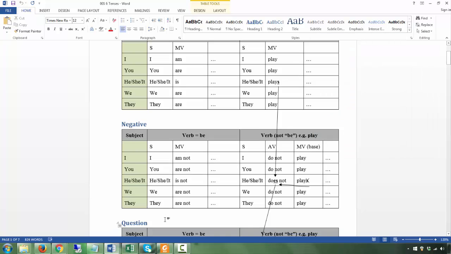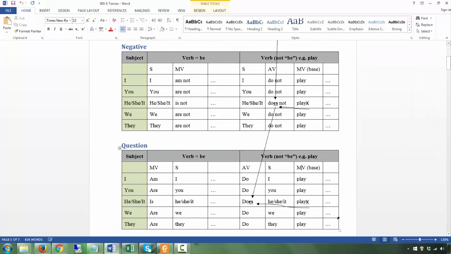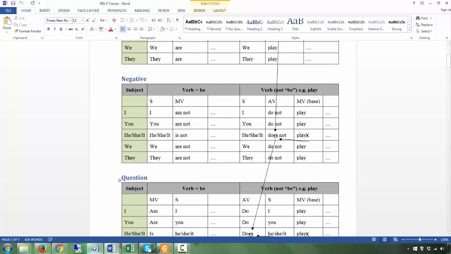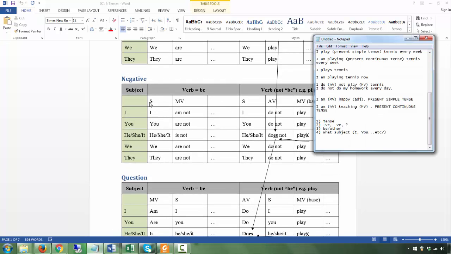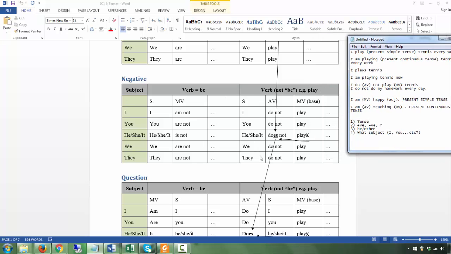We're not doing questions, so it's just about the negative. Then the next question is, is it a be verb? Here is where you come to this section, or is it other verbs? Okay, so maybe we're talking about other verbs. So forget about this section now. Our focus is on this. And then the next question is, what subject?